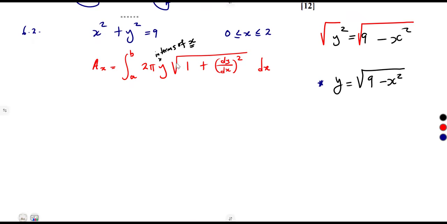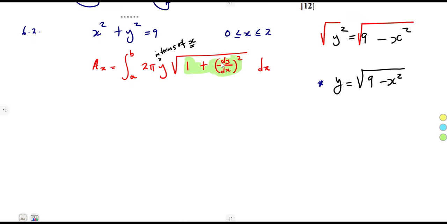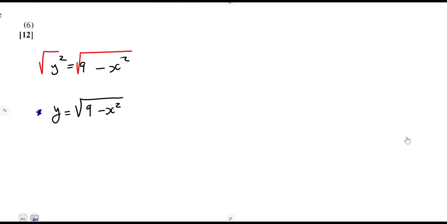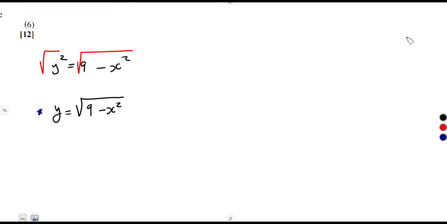Okay, let's consider this part under the square root, guys. We need to simplify that part until we have it so that we can just substitute our answer there. Let us do this one aside. Since we need dy dx, and also to square it and add 1, remember y is equal to 9 minus x squared to the exponent of a half.